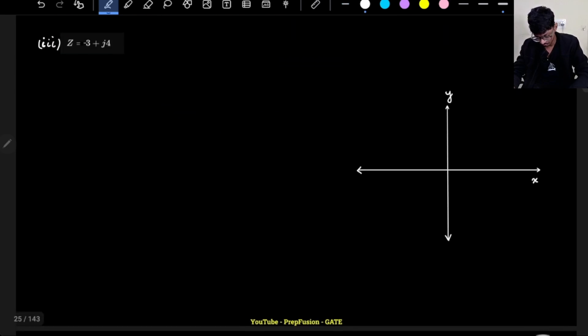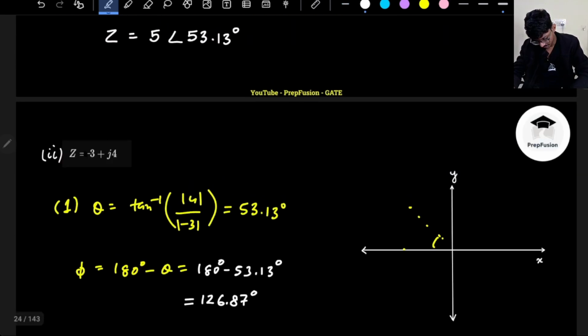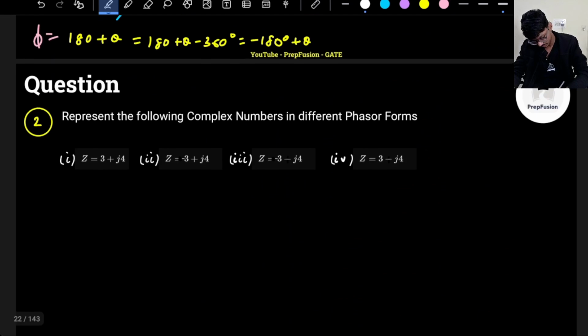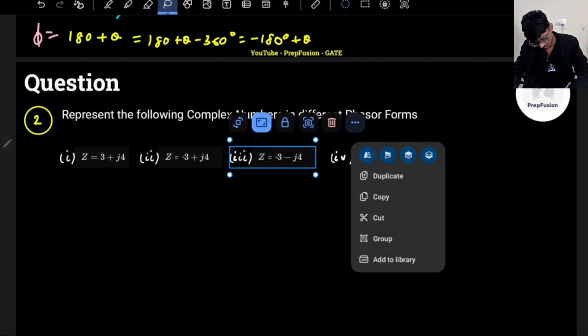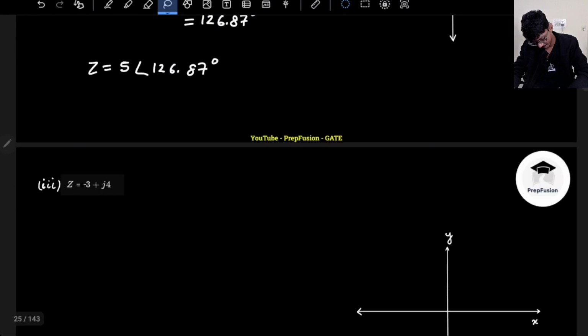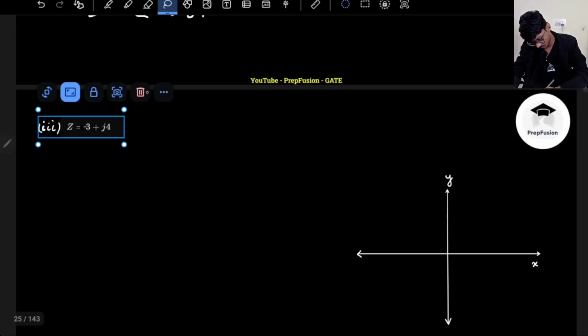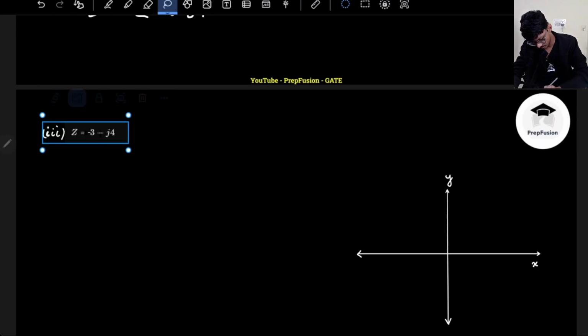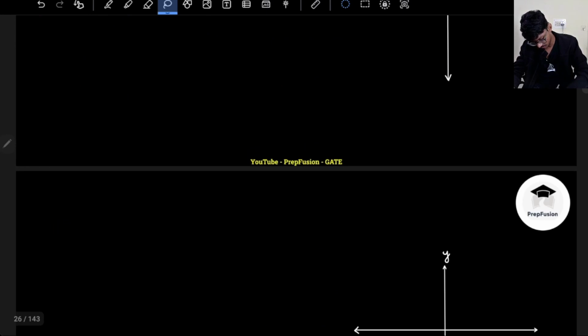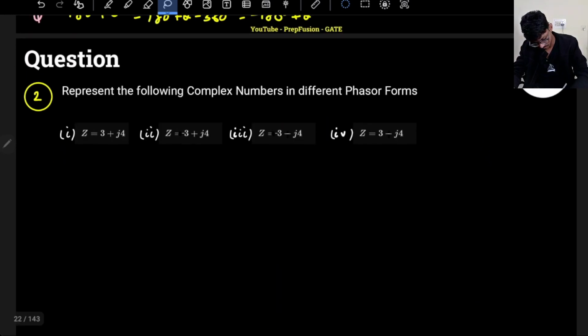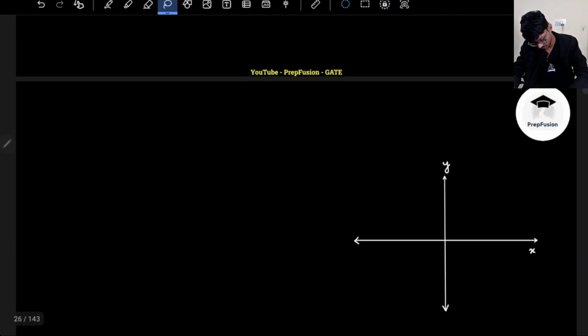What about this one? I have copied the same one only. This will be negative one. I forgot to copy the same negative one, so I will copy this one. I think the last one also we copied. Okay, now this is fine. This one is fine only.